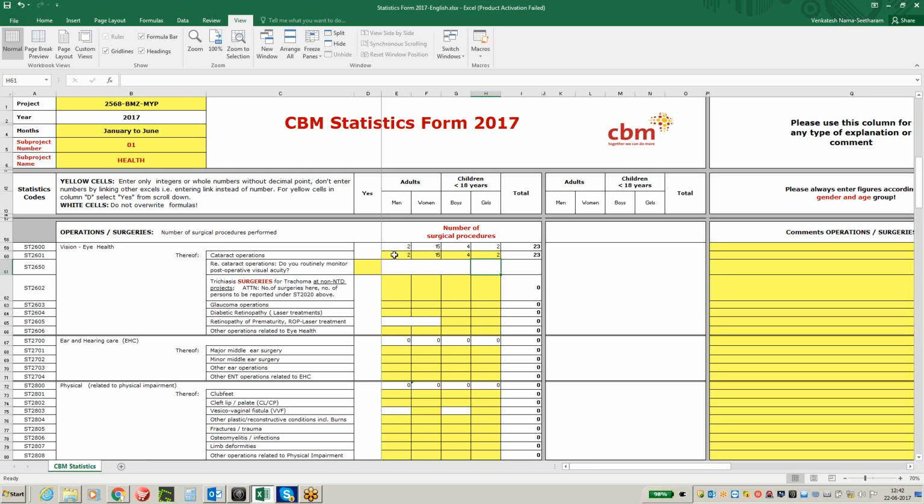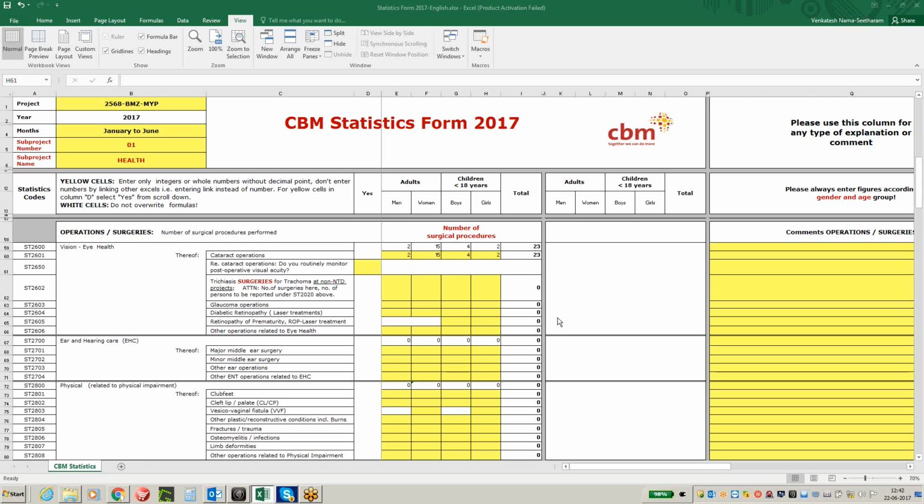As an example, 1 person, 2 eyes, you put 2. 1 person, 2 legs operated, you put 2. Yes, please. What if a person had cataract surgery on 2 eyes, and then after a while, for instance 2 to 3 months later, the vision is still not treated, and he or she has gone for a second surgery on both eyes? How are we to handle this scenario?